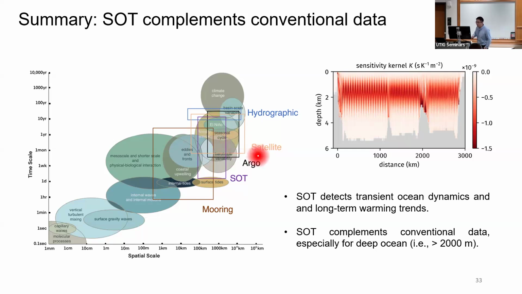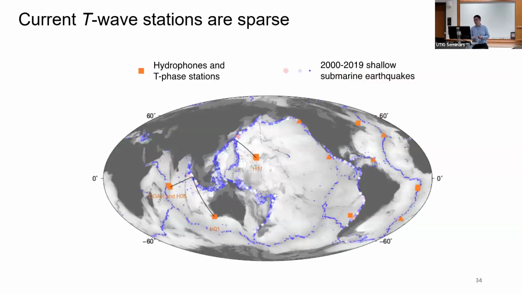And we also observe the Yanai waves, which belong to the barotropic variability. The eddies are located here. And we also got the long-term, large-scale ocean temperature change located here. And it really complements the traditional data, especially for depths below 2,000 meters, as reflected in the sensitivity kernels.